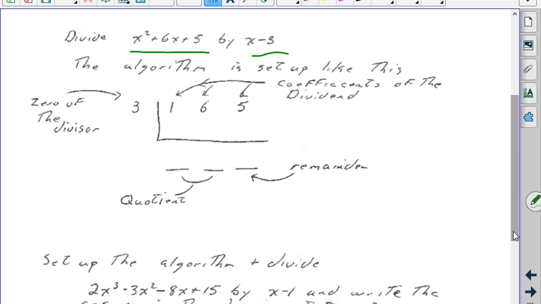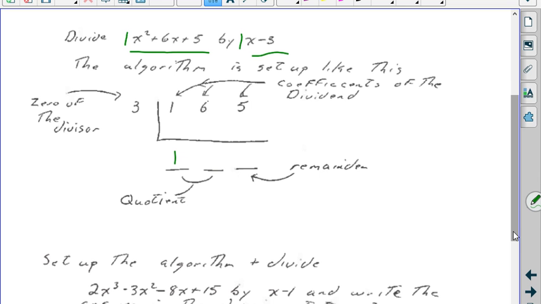Now, since we're dividing by 1x into x squared, this 1 will always be the same. So I'm just going to bring down that 1. Because we're dividing by 1, this number here will always be the same as that number.